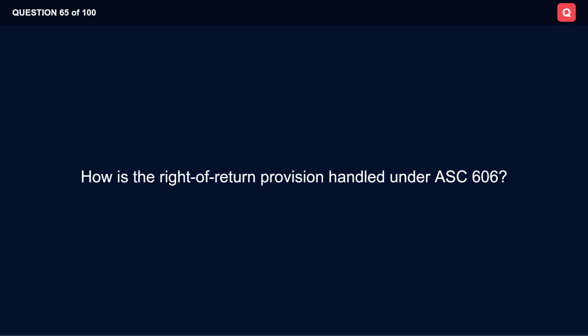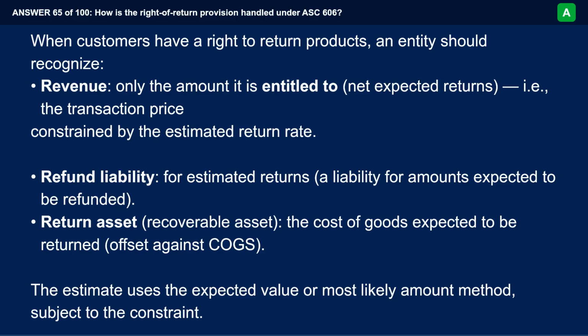How is the right of return provision handled under ASC 606? When customers have a right to return products, an entity should recognize revenue only for the amount it is entitled to, net of expected returns. That is, the transaction price, constrained by the estimated return rate, with a refund liability.